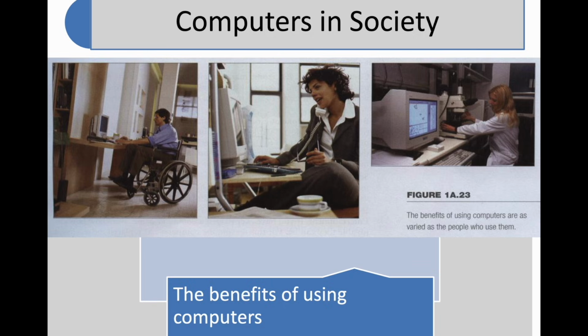The other benefit of using computers is that it is as varied as the user; depending on the type of user, you can get benefit. Like you can see this person is disabled, while sitting at home that person can use the computers to perform different tasks. And here you can see someone sitting at a table booking an appointment, or taking patient records and getting all this information. So the benefits of using computers are as varied as the people who use them.